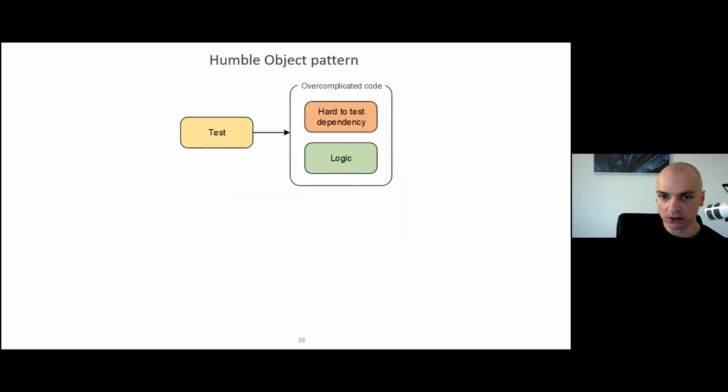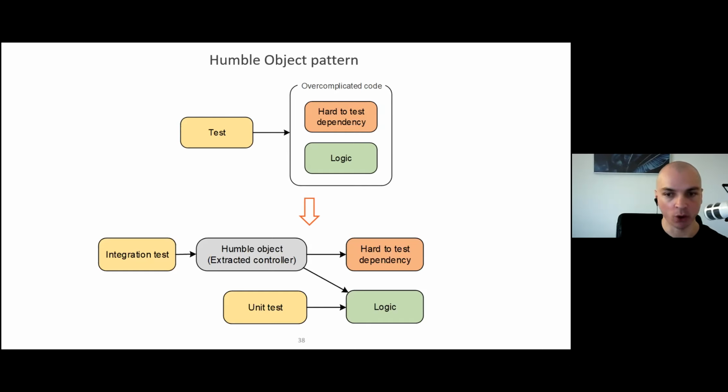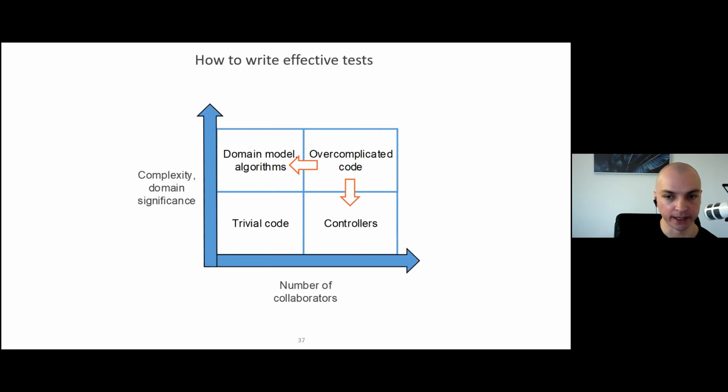And this approach is called the humble object design pattern. This pattern says that if you have overcomplicated code, and this code is overcomplicated because your logic is intertwined with a hard-to-test dependency, you need to split that code into two separate components: the logic component and the hard-to-test dependency. And you can glue these two pieces together using a new third component, which is called the humble object. That's basically the controller that we saw in this diagram.